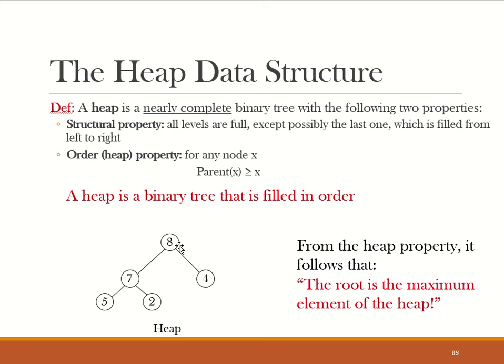Similarly, you have another parent 8 here. It has two children 7 and 4, and you can see both the children of 8 have a value lesser than that parent. So this is how the order property is satisfied. This applies only for this particular heap. You can have a minimum ordering also.